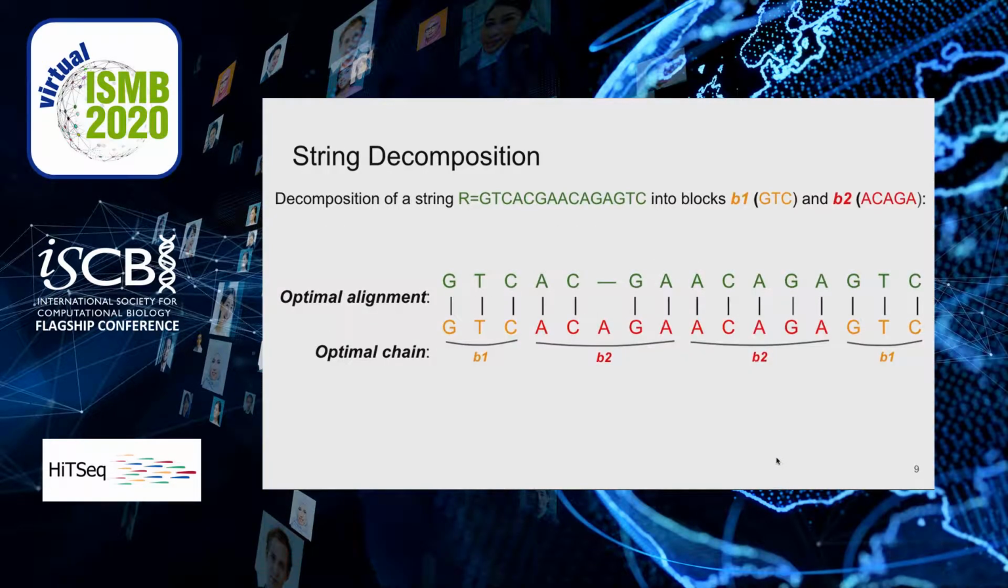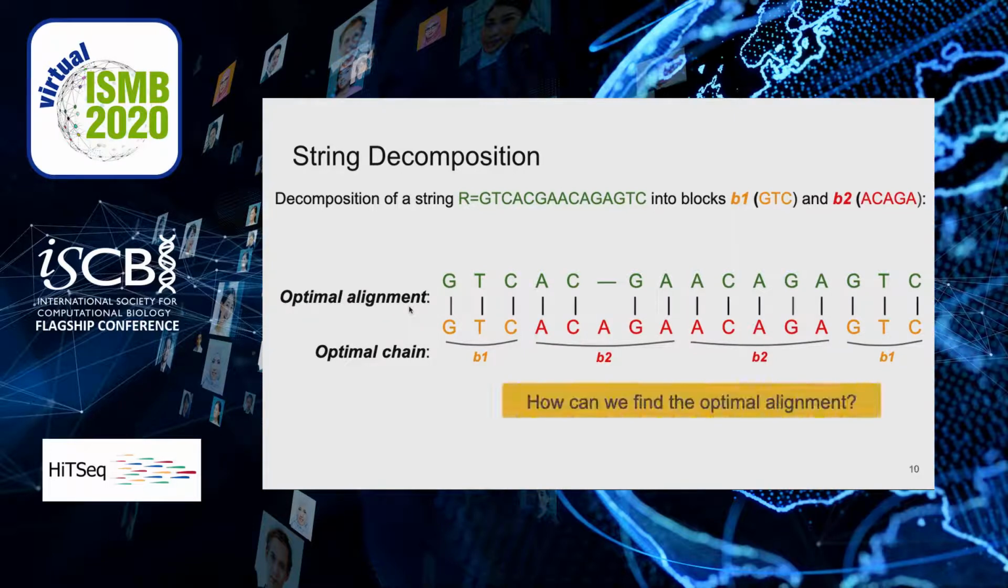Let's consider an example with string R and two blocks B1 and B2. Our goal is to find optimal chain of blocks B1 and B2 that covers R. In order to find optimal chain of blocks, we have to construct optimal alignment. But how to find this optimal alignment?